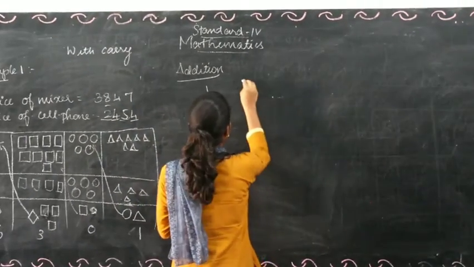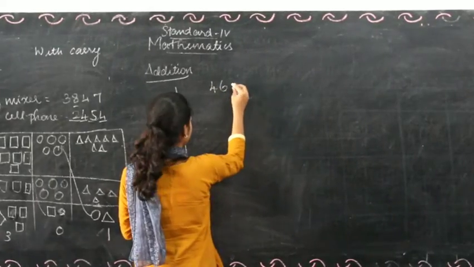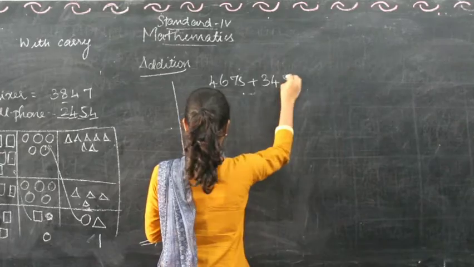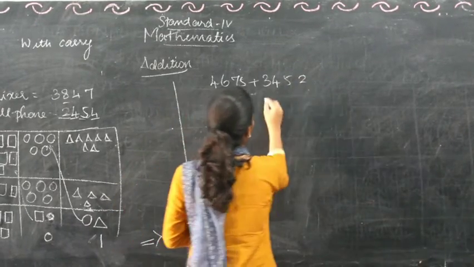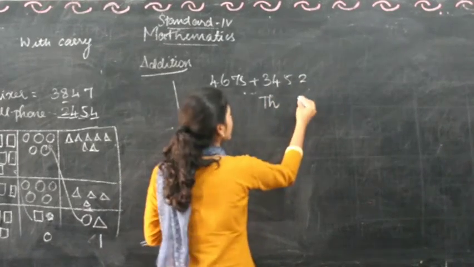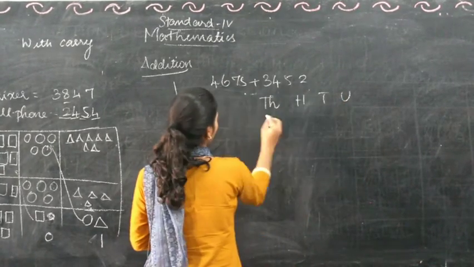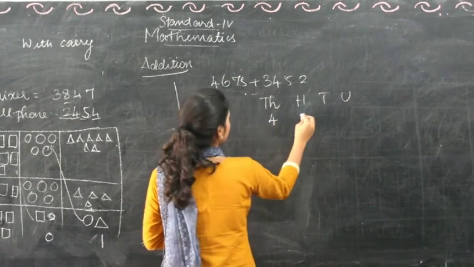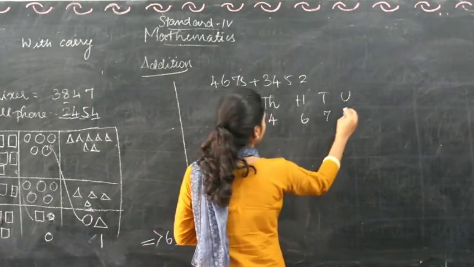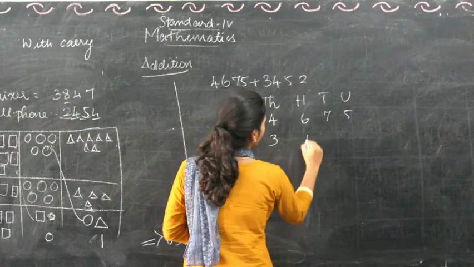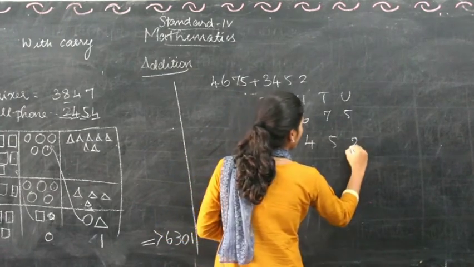We have 4,675 plus 3,452. Thousands, hundreds, tens, units. 4 is the thousand, 6, 7 and 5. 3,452 rupees.